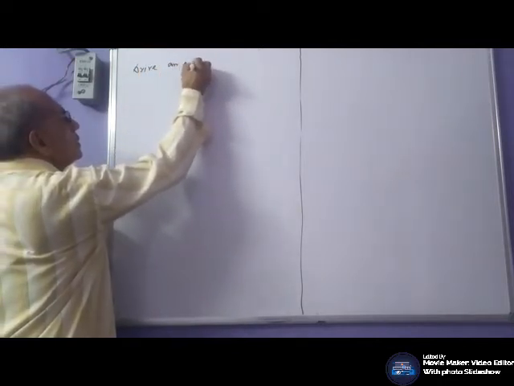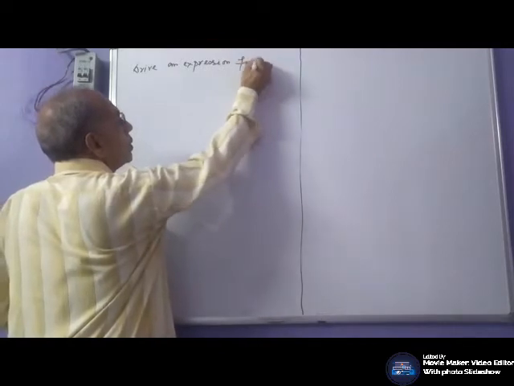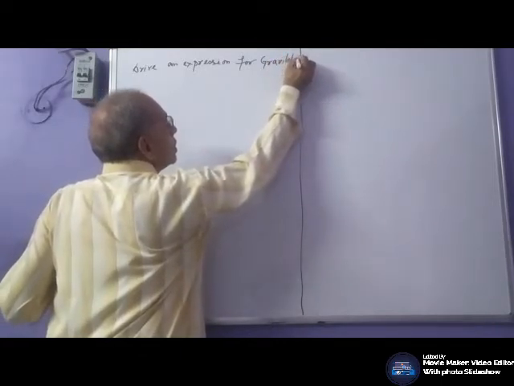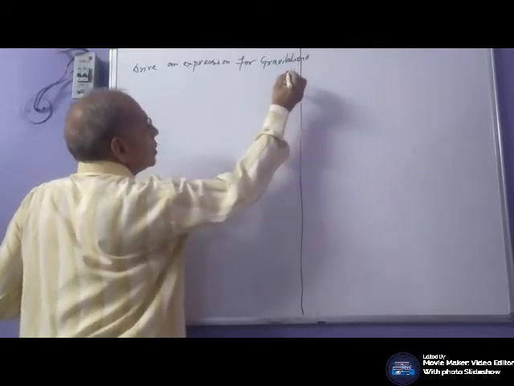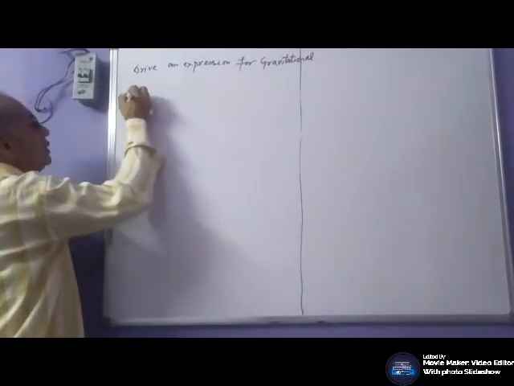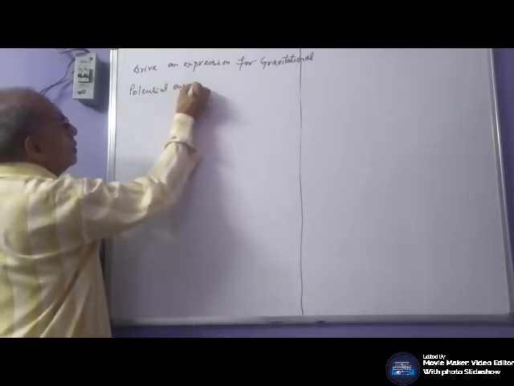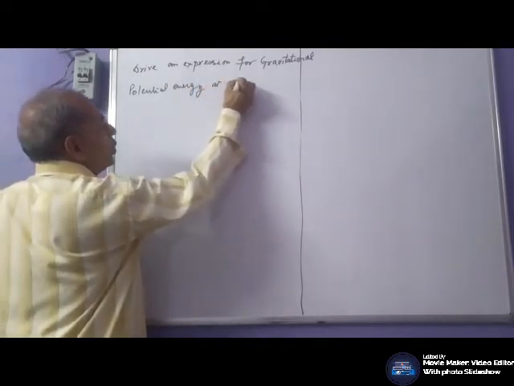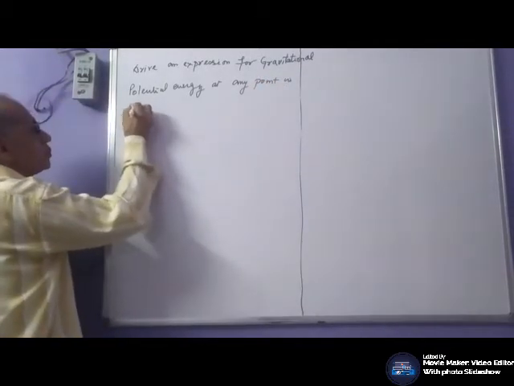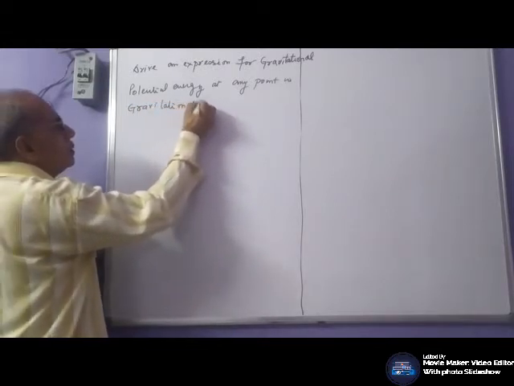An expression for gravitational potential energy at any point in a gravitational field.